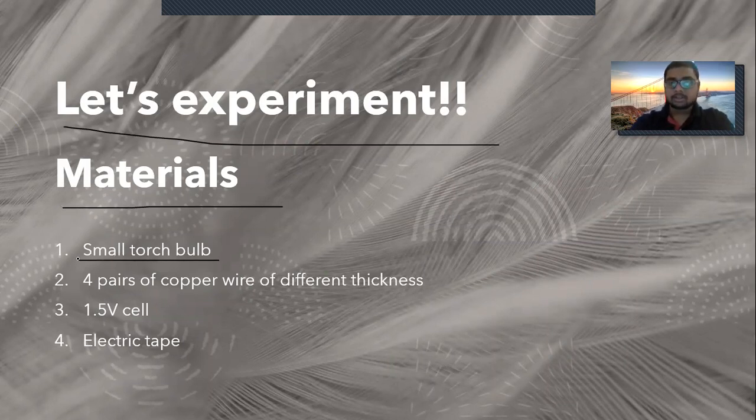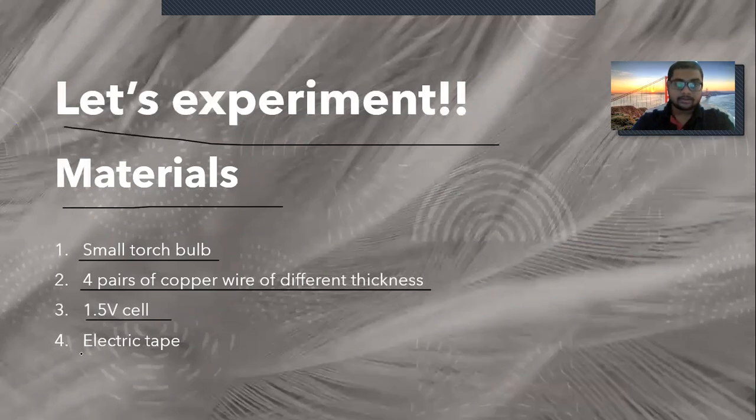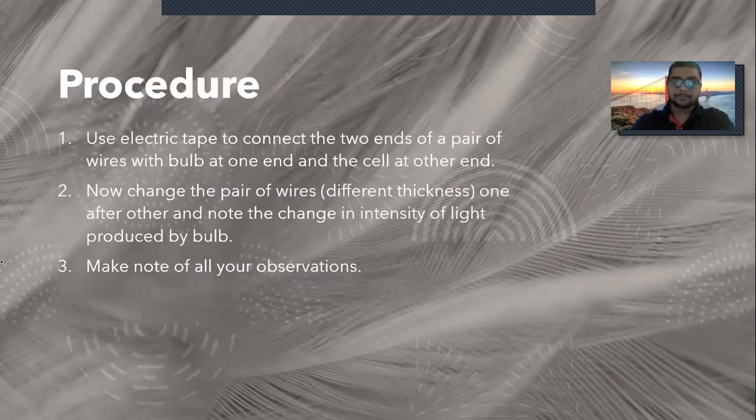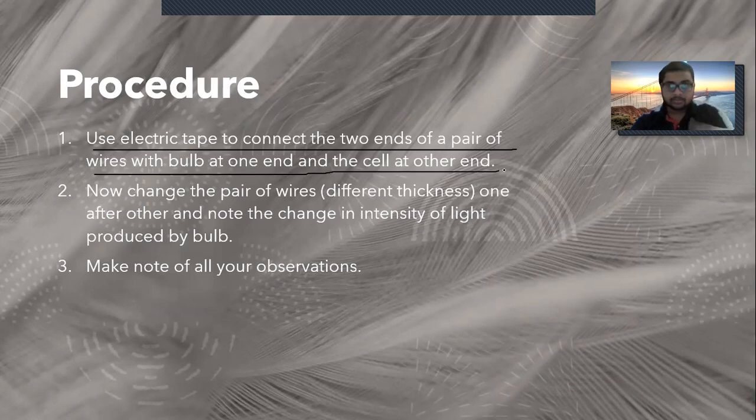You will require a small bulb. Then you'll require 4 pairs of copper wires of different thickness. You will require a 1.5 volt cell, and you will require an electric tape. Okay, only 4 things you'll require. And let's do the experiment now. Use the electric tape to connect the two ends of a pair of wires with the bulb at one end and the cell at the other end. That is, you'll first make the connection.